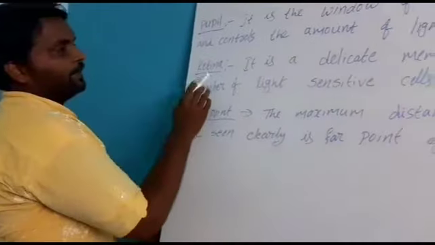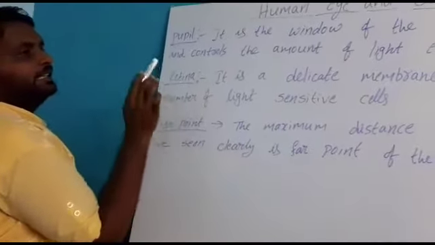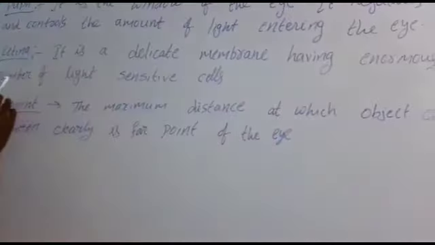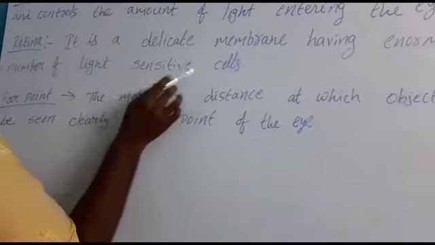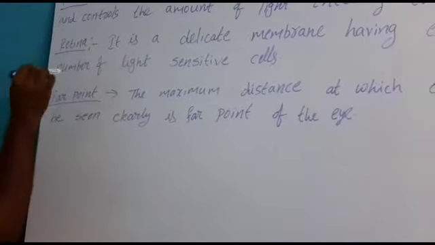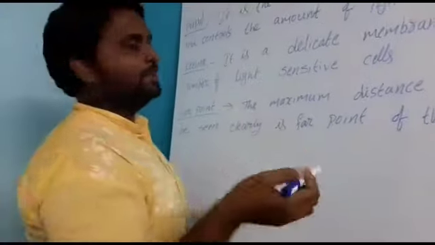And the retina is a very important part of the eye. It is a delicate membrane having an enormous number of light-sensitive cells. It is very delicate in our eye, and it is mainly what lets us see any object.